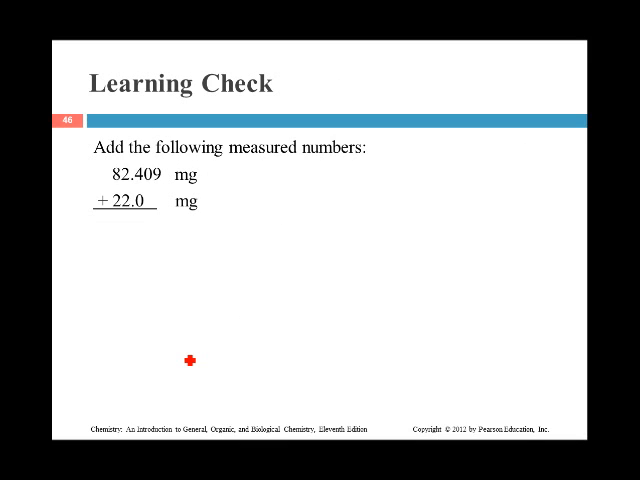Another example. Okay, first of all, let's do the math. 104.409. That's really sloppy. Look at the numbers individually. The 9 is the last significant figure here. 0 is here. So we want to cut it off where that 0 is. So it would be 104.4.